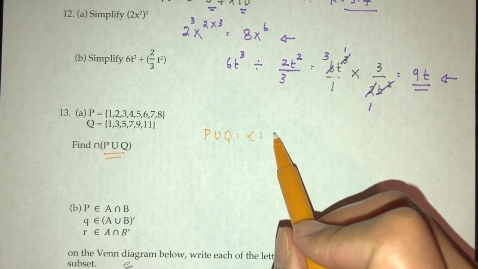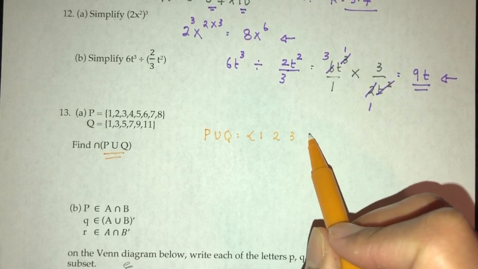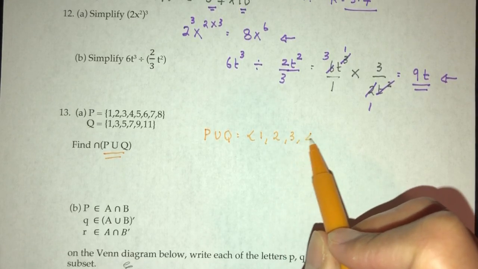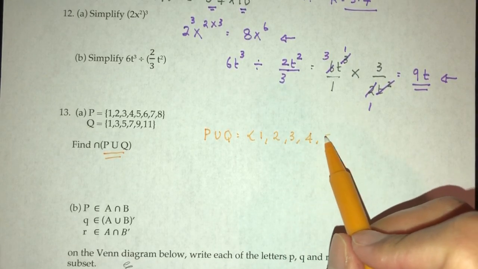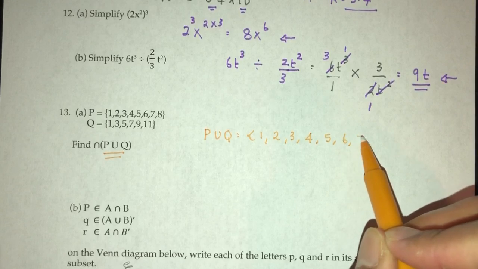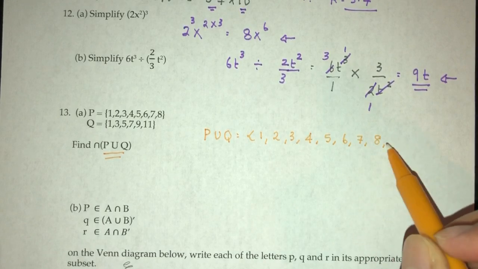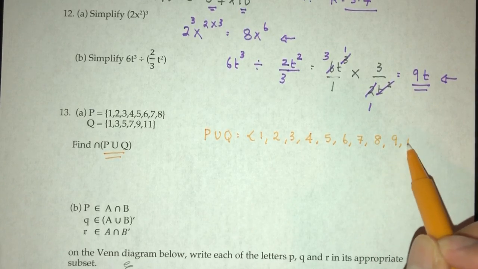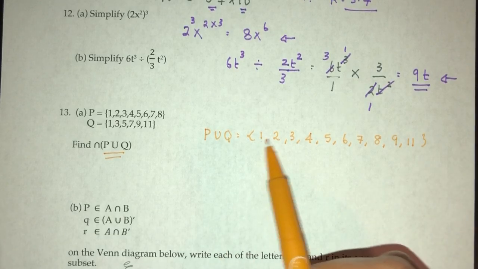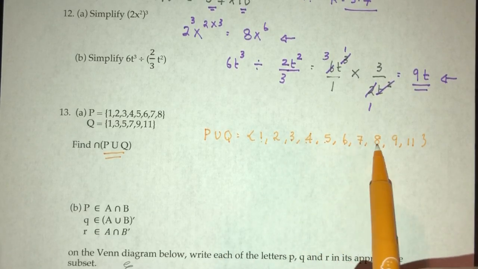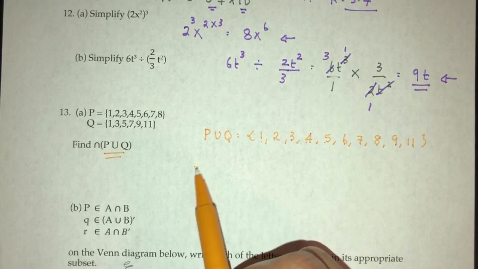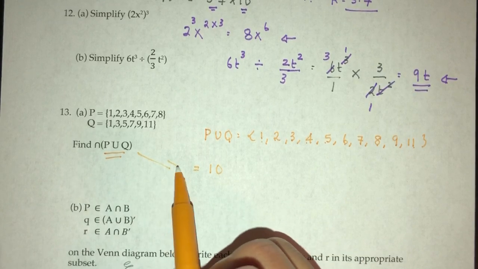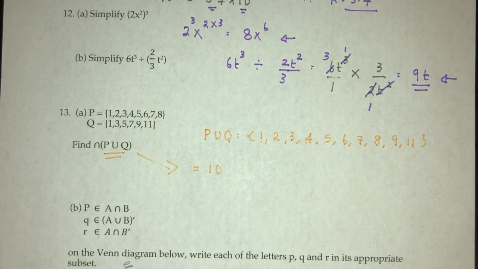1, 2, 3, 4, 5, 6, 7, 8, and then we have 9, 11. That will be 1, 2, 3, 4, 5, 6, 7, 8, 9, 10. So number of elements will be 10. That is your answer for part A.